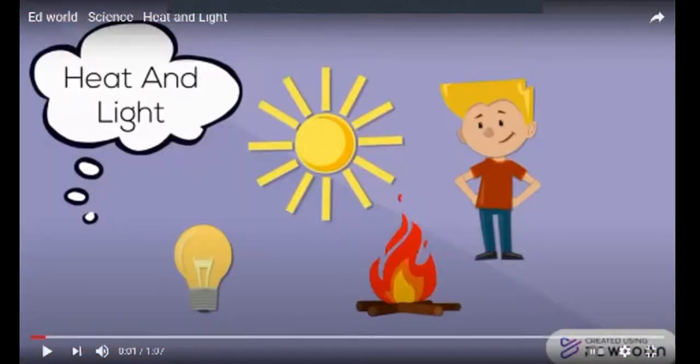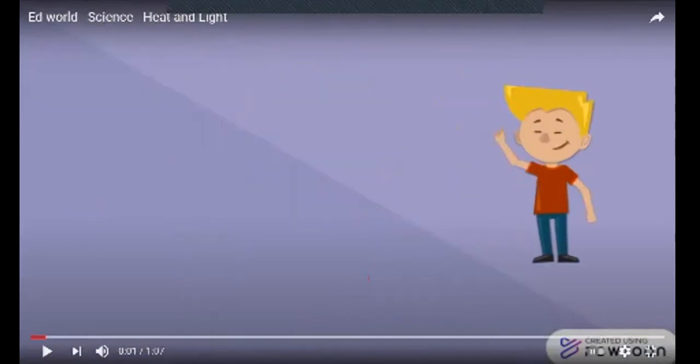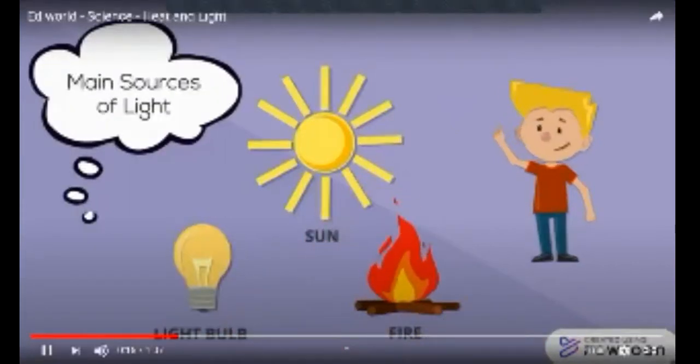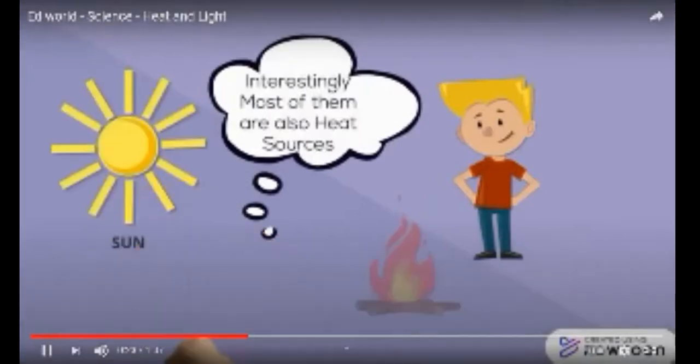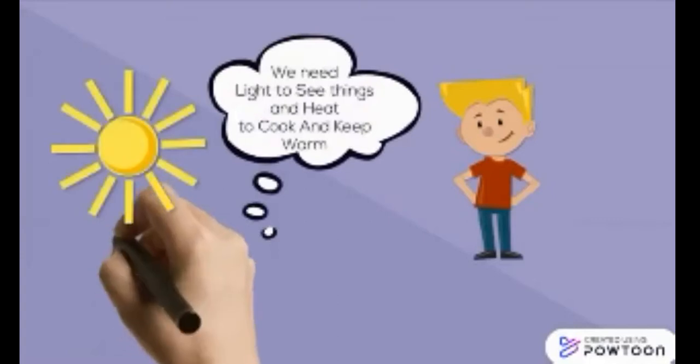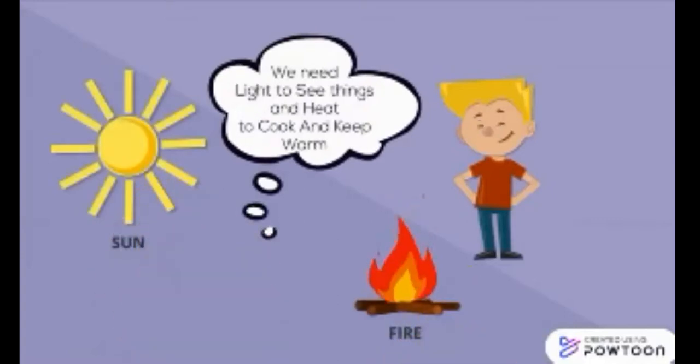Heat and light. Let's learn. Main sources of light are the sun, light bulb, and fire. Interestingly, most of them are also heat sources, sun and fire mainly. We need light to see things and heat to cook and keep warm.